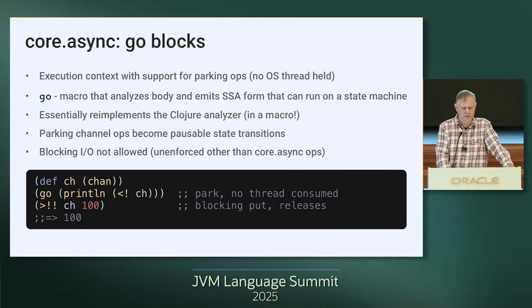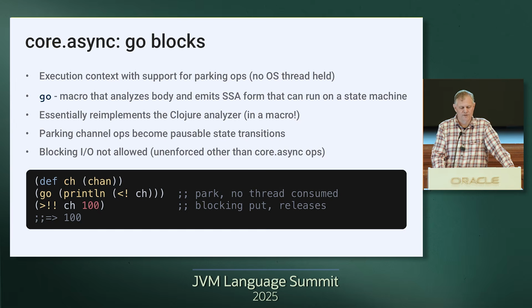Go blocks. So Go blocks are where things start to get interesting. So we wanted to be able to unmap the thread if it doesn't have work to do. So this might sound familiar, might start to sound like virtual threads. So Go blocks are an execution context. So just like future in the last slide, Go contains a body which will be run somewhere. We're not going to tell you exactly where, on some thread.